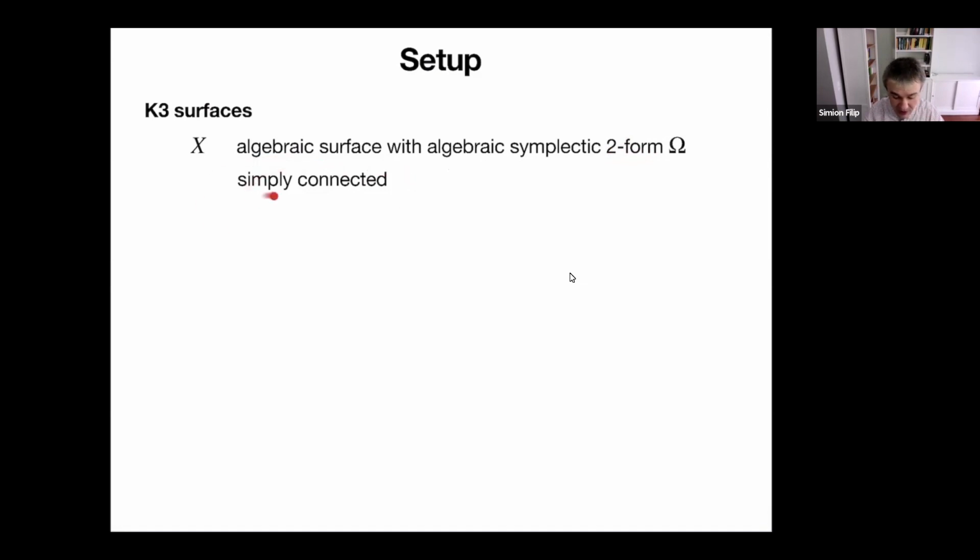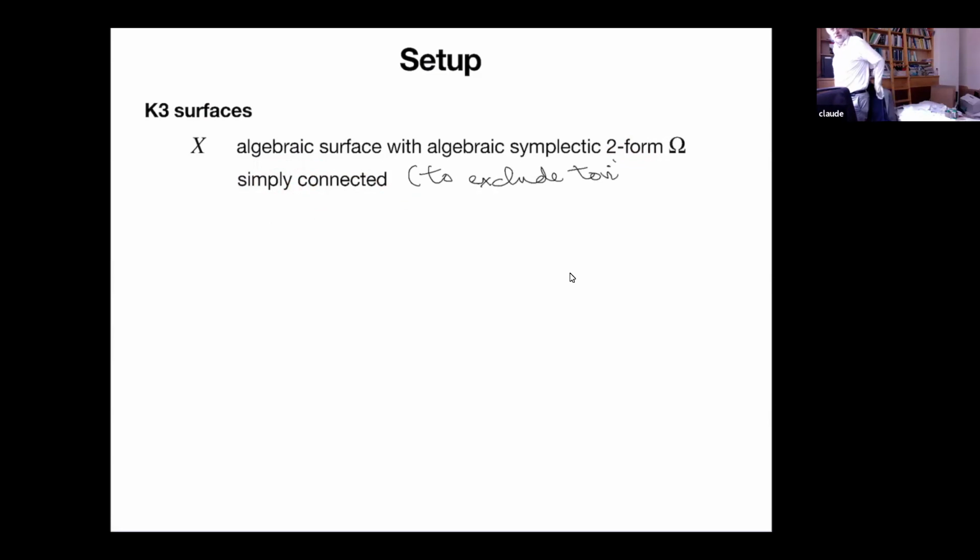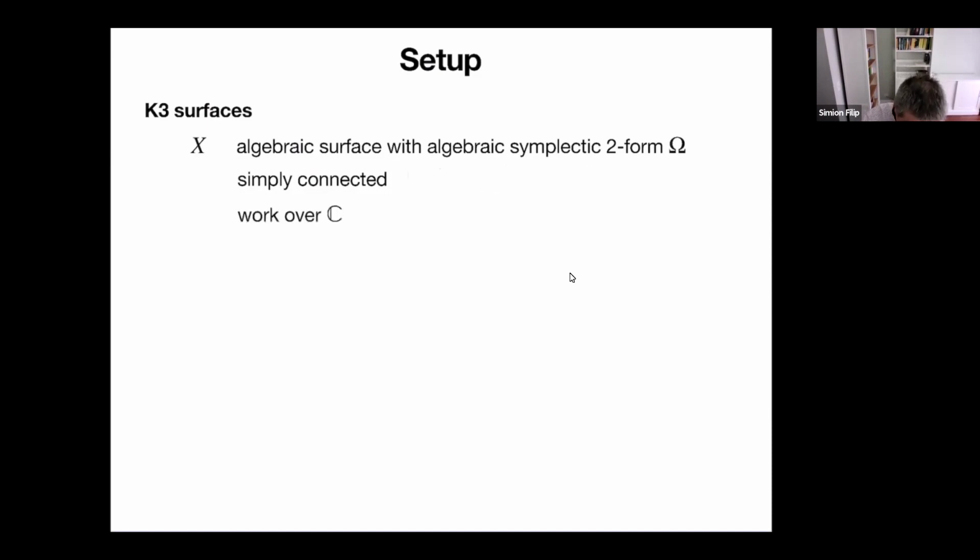However, if I impose this simple connectivity condition, I exclude the tori. This is an important point, that we want to restrict to this simply connected class. So there is no first homology of these surfaces.